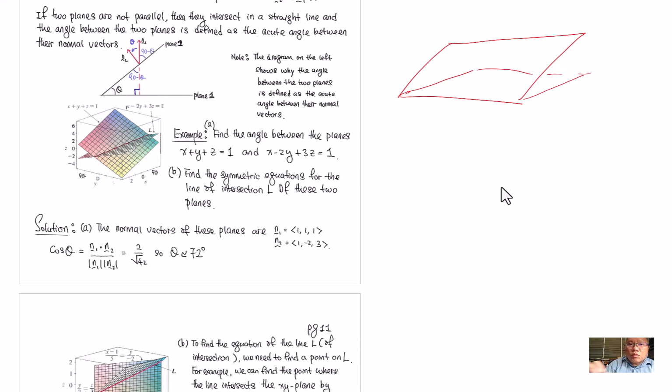So now the next question that we would like to talk about is that since they intersect each other, the places where they intersect will form a line. That line is going to be the line of intersection between the two planes. So the question now is, how are we going to find the equation of this line?